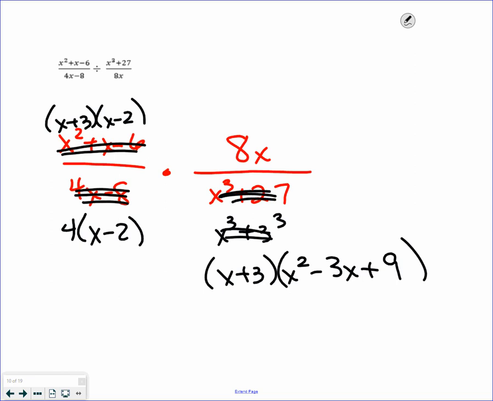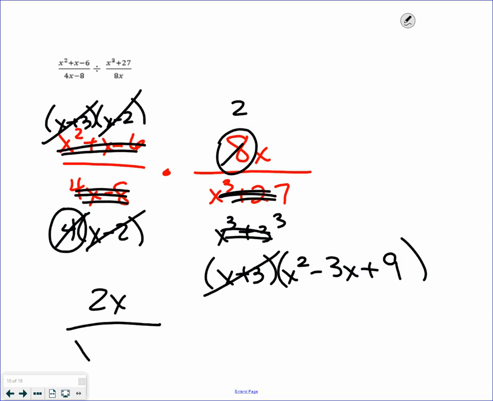Now, once you have everything factored, let the canceling begin. x plus 3 can cancel with x plus 3. x minus 2 can cancel with x minus 2. 4 can cancel with 8 to be 2. So the answer is 2x over x squared minus 3x plus 9.